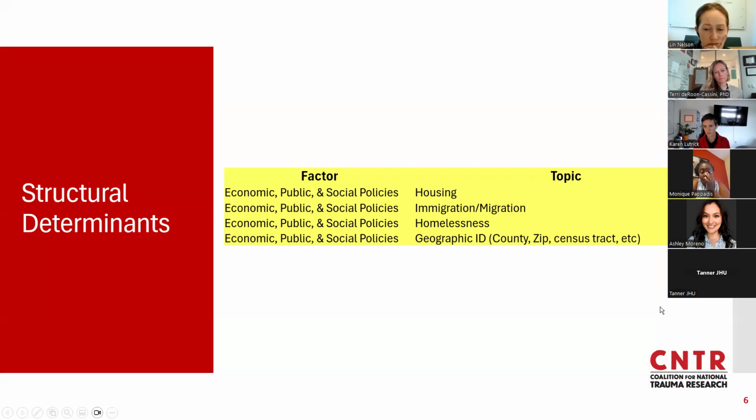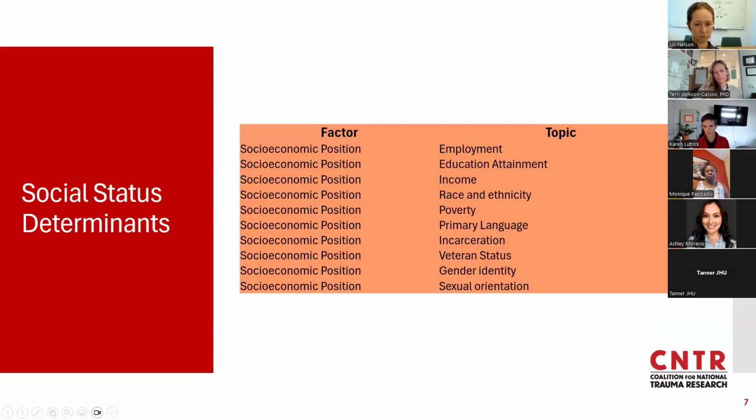Structurally, here are the topics that we came up with, once again through the review of sources, that we felt matched with the structural determinants. On the right-hand side: housing, immigration, homelessness, and then we all understand that geographic information is very important as well. So the location, whether it is the patient's home address or where the injury occurred, that type of geographic ID. Then social status, with topics including employment, income, primary language, gender identities, and sexual orientation.